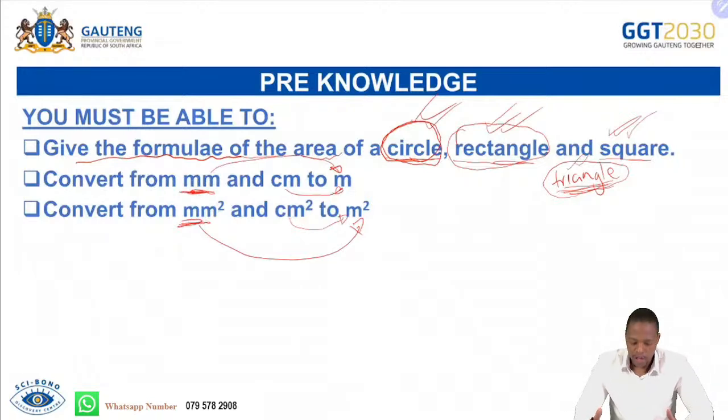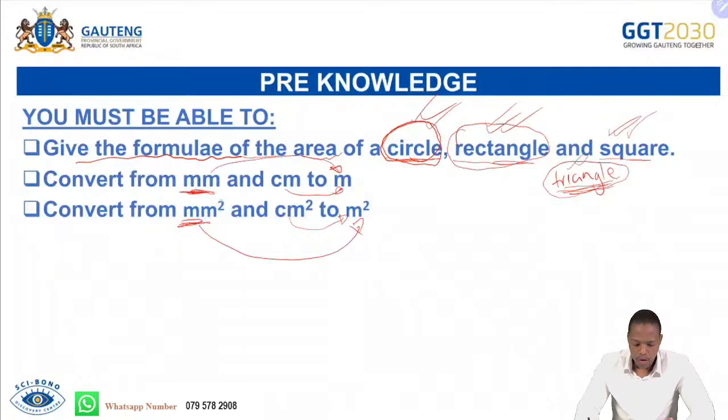Some of this prior knowledge, grade 12, is not prior knowledge that you have learned in technical sciences, but it's prior knowledge from other subjects such as mathematics, the like of the area of the circle, the rectangle, the square, and even the triangle. And also the conversion of square millimeters to square meters, square centimeters to square meters is also prior knowledge that you are expected to know from the neighboring subject, technical mathematics.